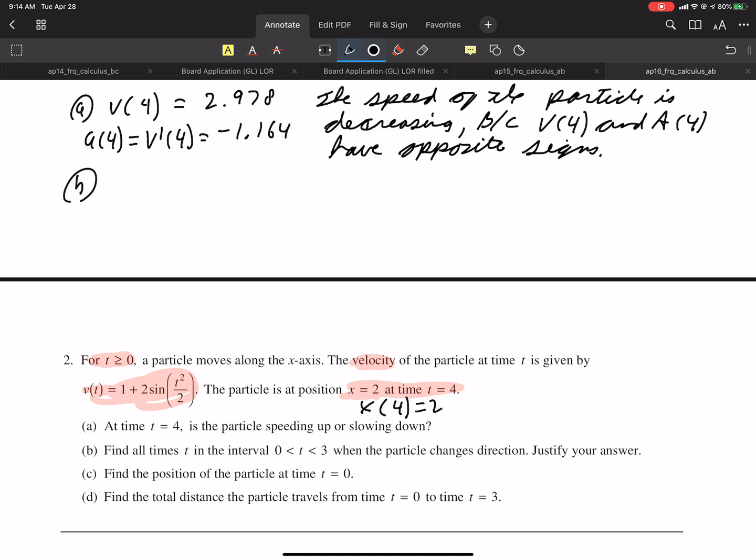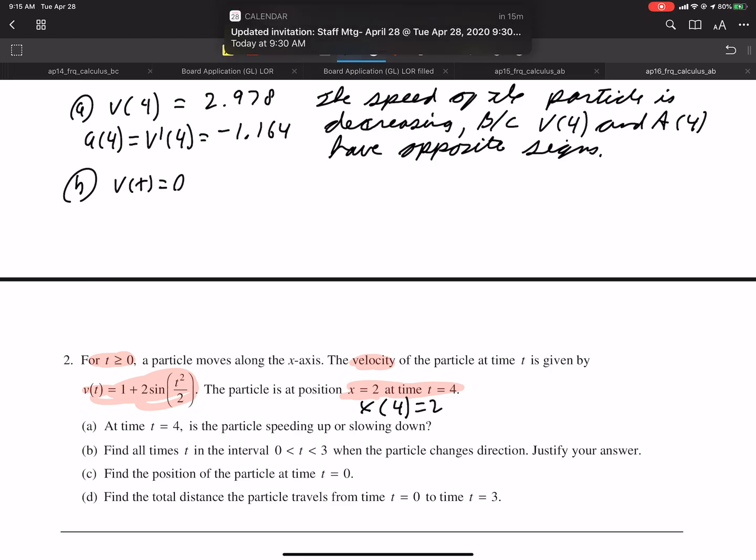Part B. Find all times t in an interval where the particle changes directions. Well, to change directions, your velocity has to get to 0. And your velocity would have to change signs at the point at 0. So I'm going to say v of t is 0. And where is it equal to 0? Well, I need to do that next. So on my calculator, I'm going to find where v of t equals 0.